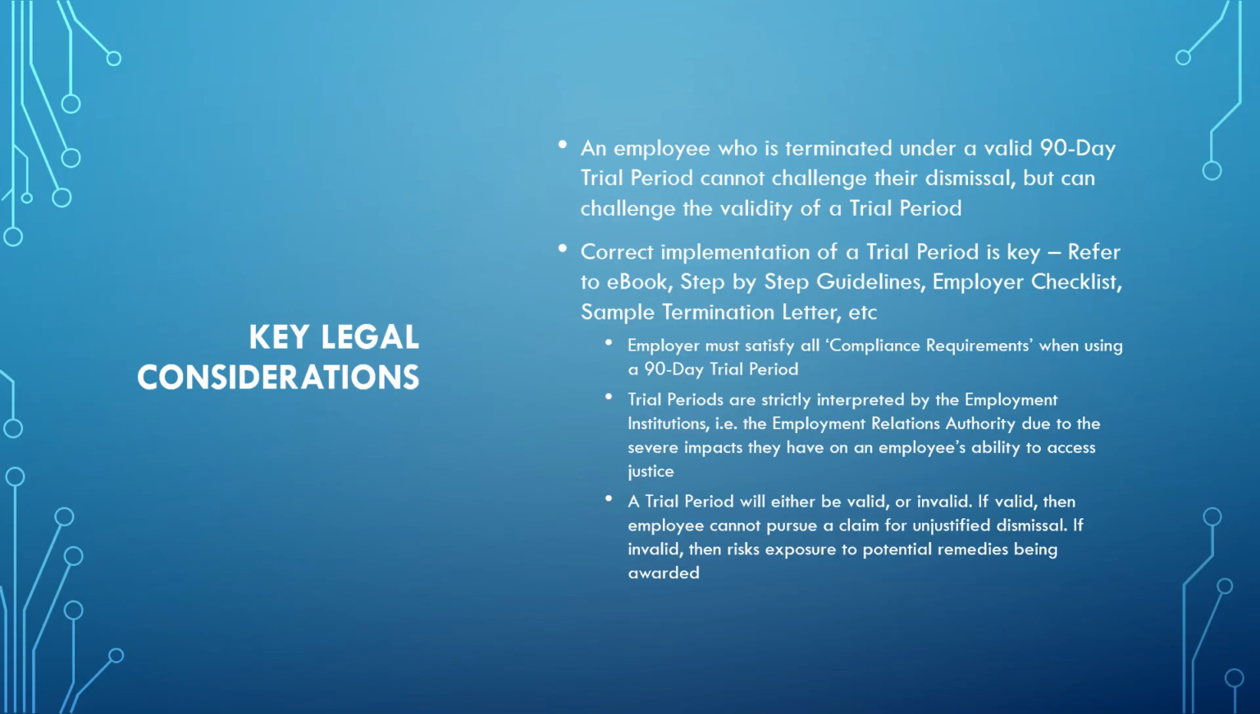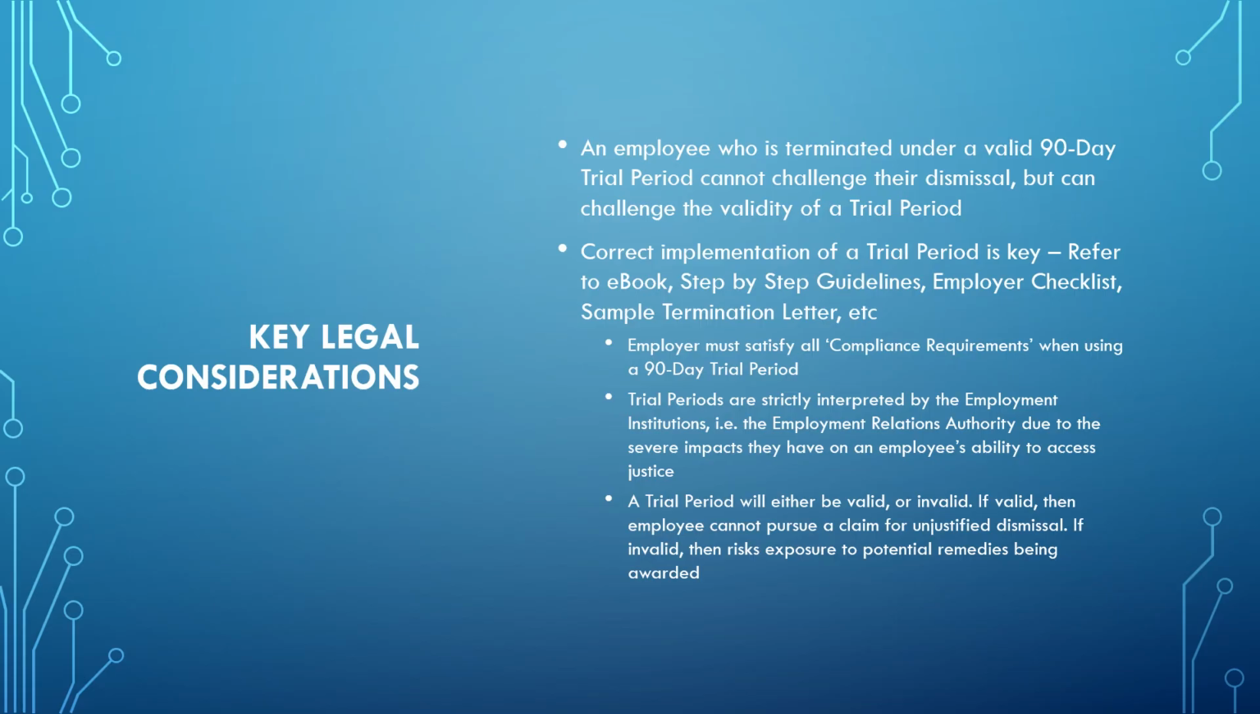If invalid, on the other hand, if the trial period is invalid because the employer has not correctly managed the various compliance requirements that I touched on broadly earlier, then this will risk exposure to potential remedies being awarded on the basis of a successful personal grievance claim for unjustified dismissal. So I'm talking about lost wages, injury to feelings compensation, or so-called hurt and humiliation, legal costs, etc. So it's really important, again, that when using a 90-day trial period, that it is implemented correctly, and I cannot stress that enough. Check the resources out, tick the boxes, and check all of the various compliance requirements before terminating or when implementing a 90-day trial period.